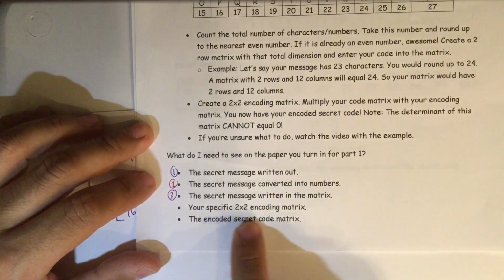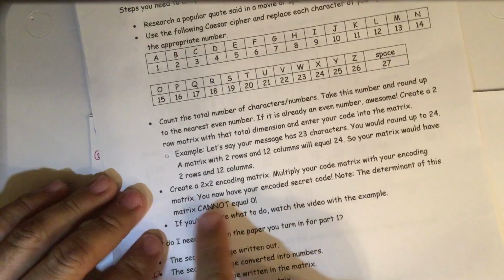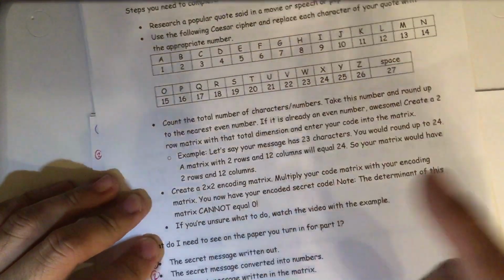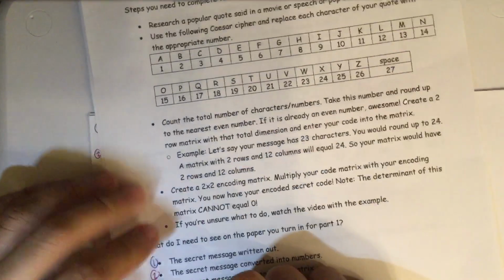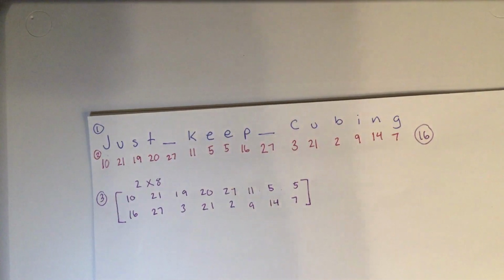My next one says your specific 2x2 encoding matrix. If you go up here where it talks about making it, it says create a 2x2 encoding matrix, multiply your code matrix with your encoding matrix. You now have your encoded secret code. Note the determinant of this matrix cannot equal 0. That doesn't mean you can't use 0. What that means is the determinant can't be 0, because you'll find out when you do inverses that anything divided by 0 does not exist.